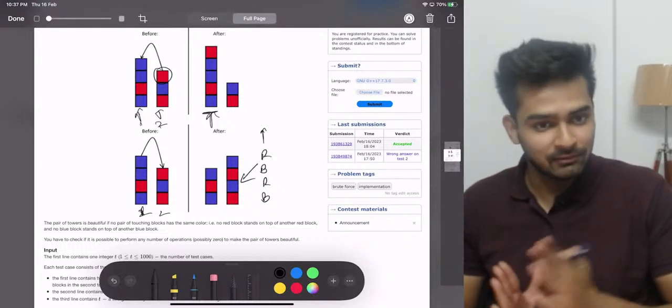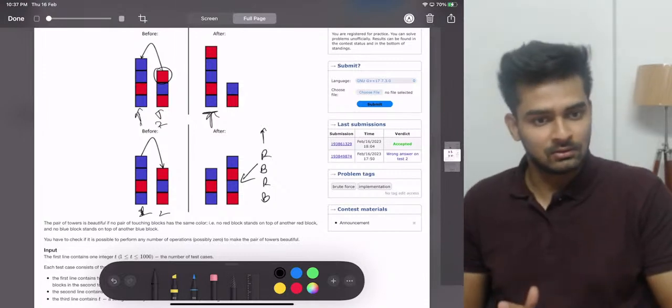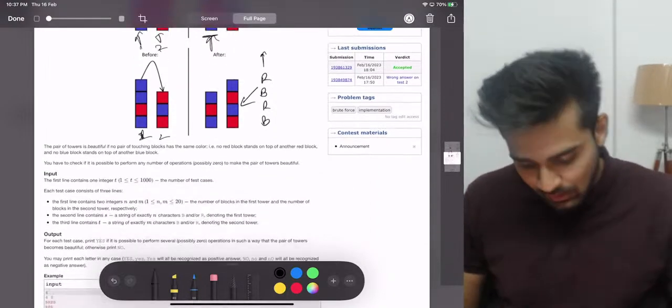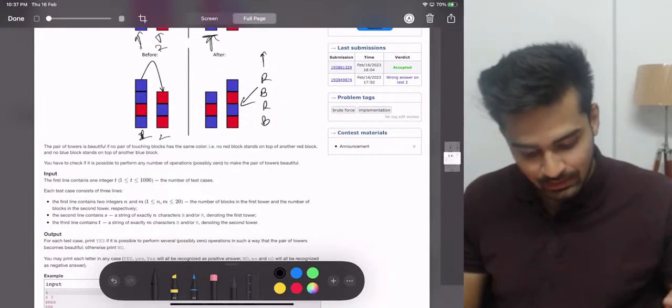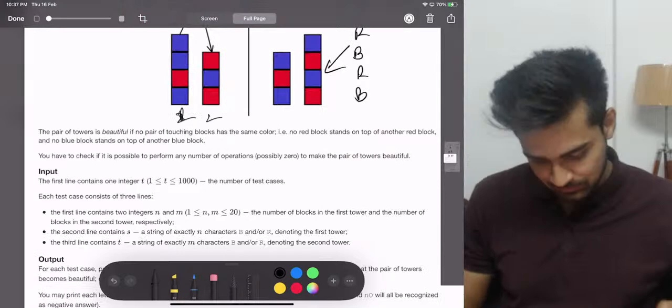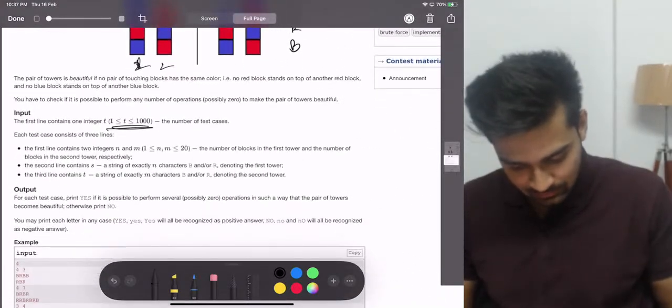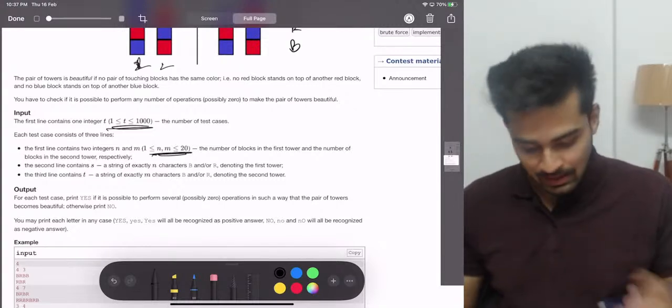The operation that we can do is take the topmost element of one tower and shift it to the other tower. So you have to check if it is possible to perform any number of operations to make the pair of towers beautiful. The first line contains one integer, which is t. Then in the rest of the input we have n and m, and then the entire towers.